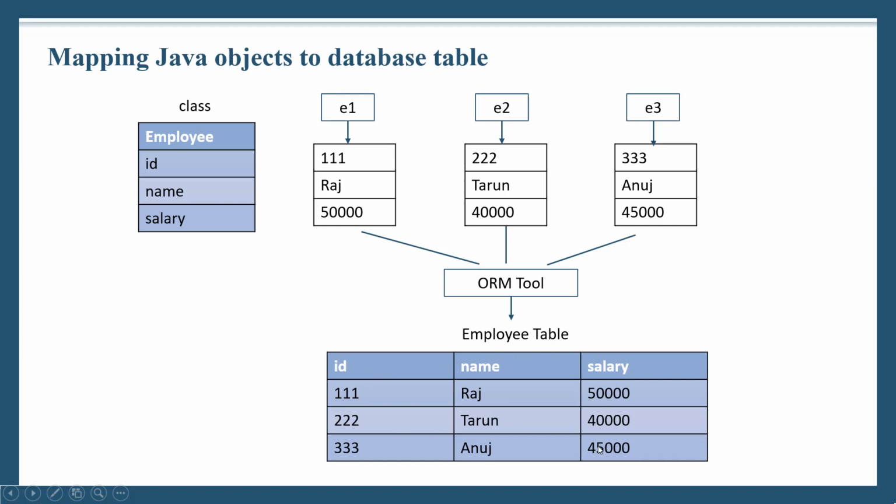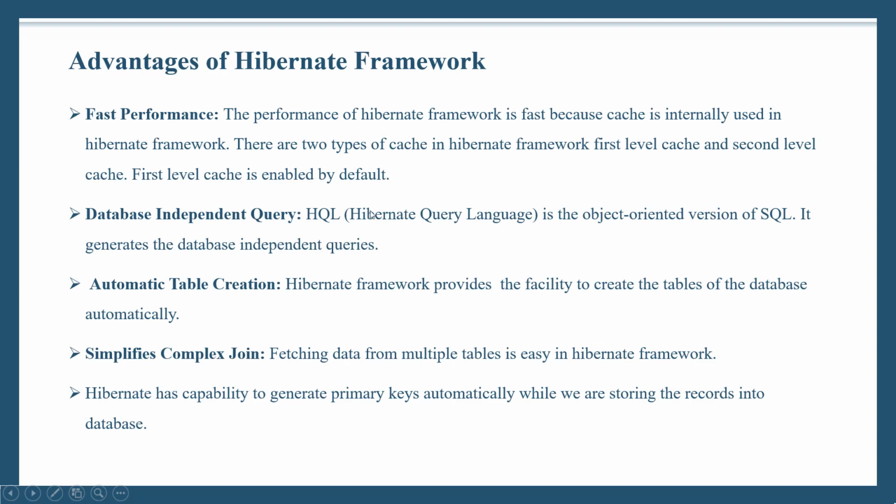That is, this class Employee can be mapped to the Employee table using the ORM tool, and these objects E1, E2 and E3 can be mapped to the records or tuples of the Employee table with the corresponding values which they have in the object. So this is how an ORM tool works and maps classes to tables and objects to records. Now let us discuss the advantages of using the Hibernate framework.